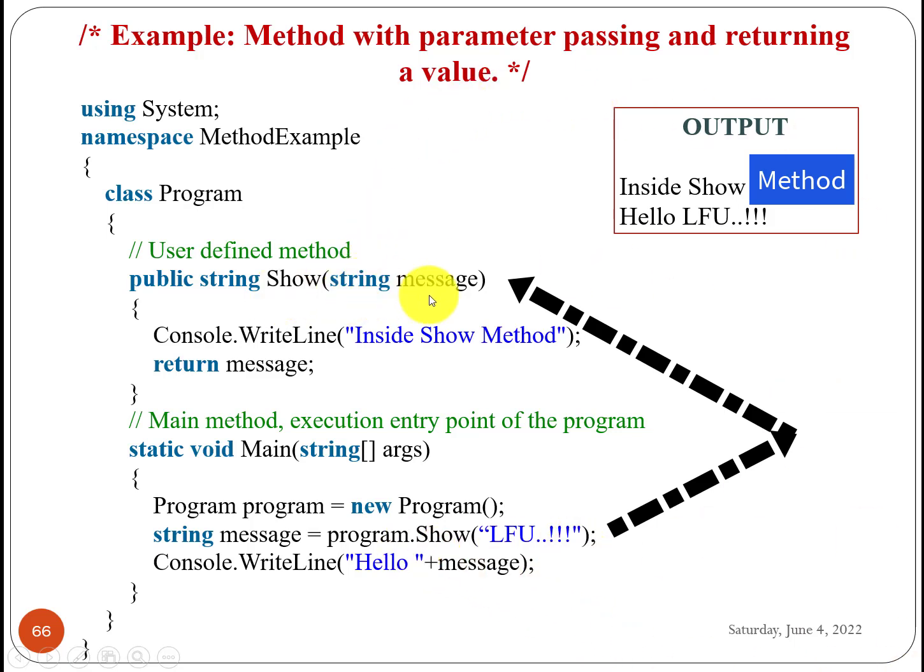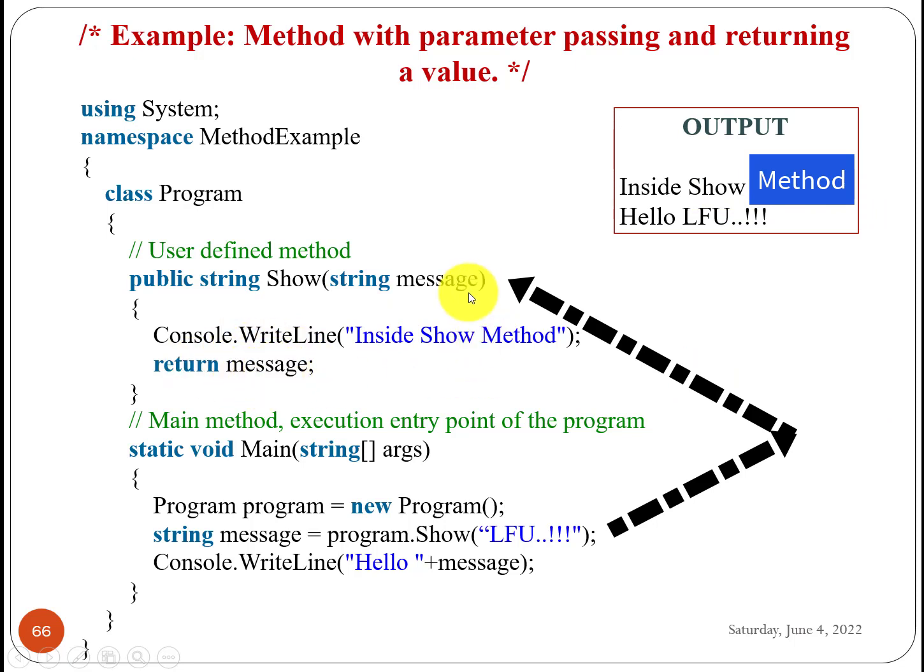So inside the definition we can see we pass the LFU message here, Console.WriteLine inside show method. So inside this first it will have the result because of the Console.WriteLine. So we can understand our control passes from here to here. So we see the result, and we can see the result on the output window, inside show method, and then return message.